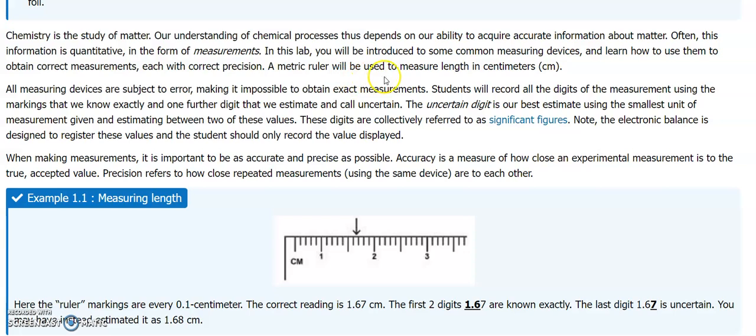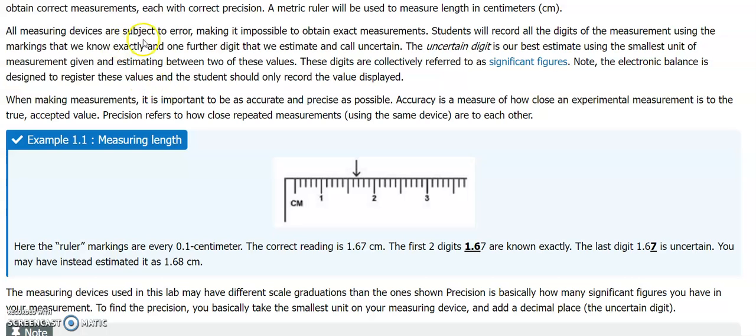A metric ruler will be used to measure length in centimeters. All measurement devices are subject to error, making it impossible to obtain exact measurements. The student will record all the digits of the measurement that we know exactly, plus one further digit that we estimate and call uncertain. The uncertain digit is our best estimate between two of the smallest marked values, and these digits are collectively referred to as significant figures.